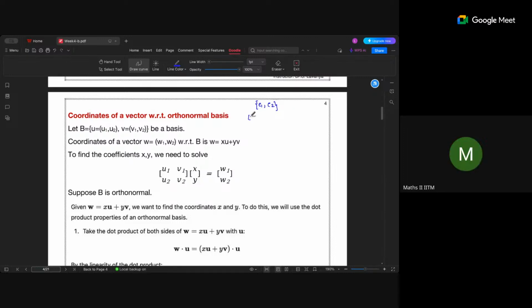Okay, fine. So let us consider a vector x comma y. Now, what are the coordinates of this vector with respect to the canonical basis? What are the coordinates?